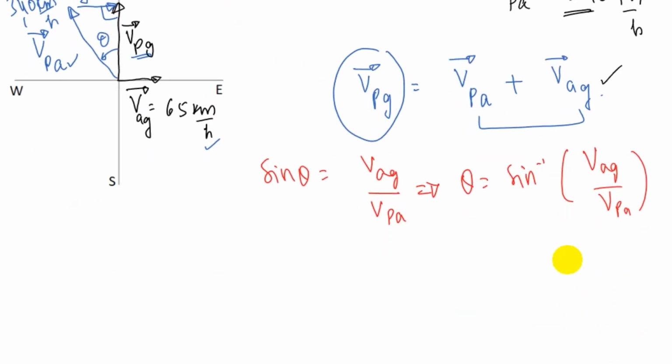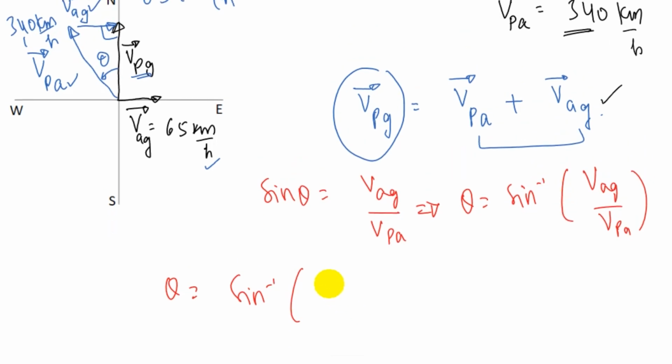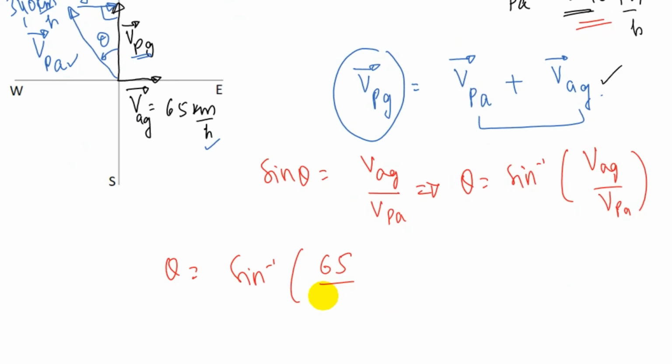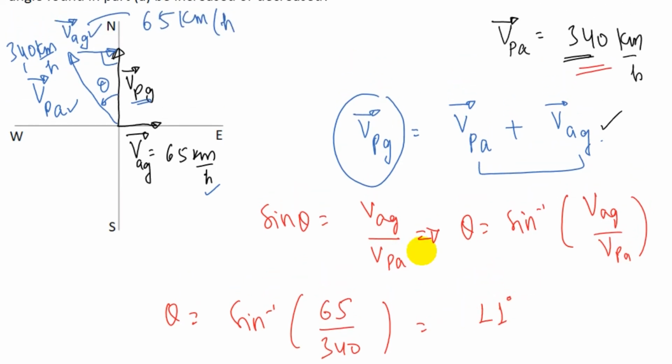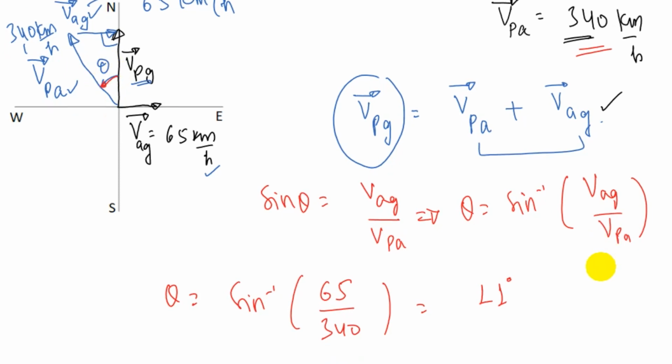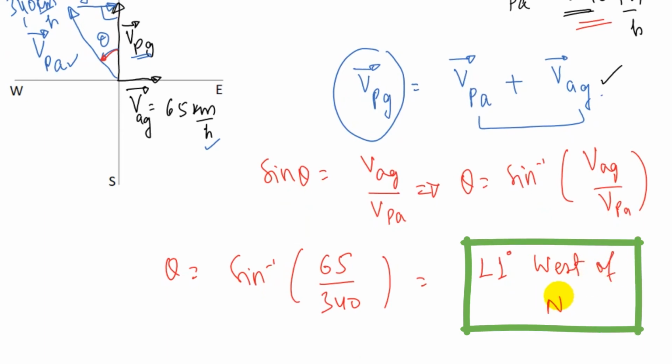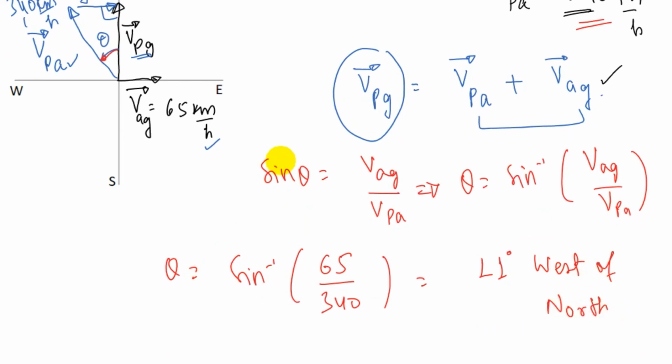Now we can put the values. So theta equals sine inverse, where VAG is 65 and VPA is 340. On further solving, we'll get this answer to be nearly 11 degrees. So this angle theta is 11 degrees west of north. This was the answer for the A part.